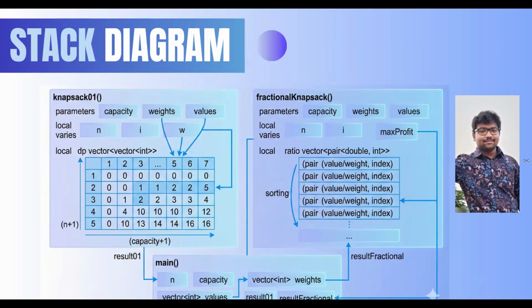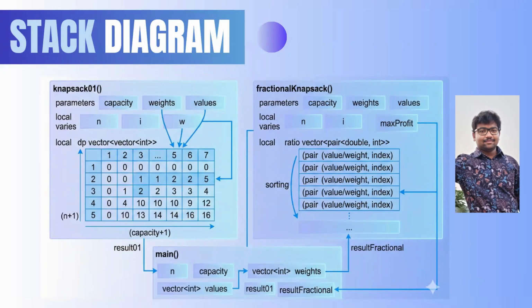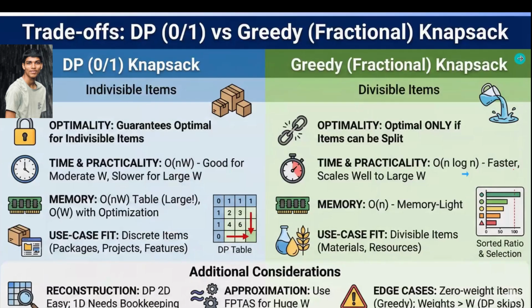The important idea shown in the diagram is that each function call has its own memory block holding parameters, local variables, and temporary data structures. When the function finishes, the stack frame is removed and only the return values go back to main. So overall, the stack diagram helps us understand how our knapsack programs use memory, how the functions are executed, and how results flow back to the main program.